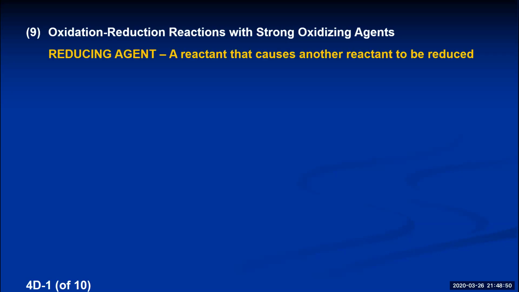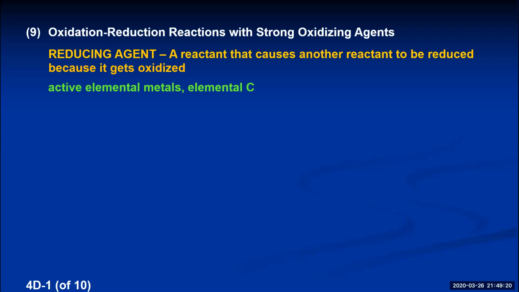First, a reducing agent is a term we use to describe a reactant that causes another reactant to be reduced. Why would that be true? Because it is getting oxidized itself. So whatever gets oxidized in a chemical reaction, that reactant is causing another reactant to be reduced, so we call it a reducing agent. And anything that has a strong tendency to be oxidized, anything that has a strong tendency to lose electrons, will be a good reducing agent.